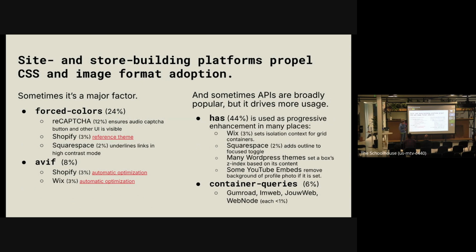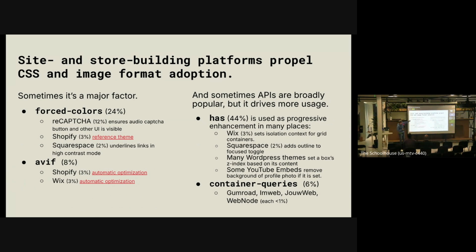And similar story for CSS and image formats adoption. Forced colors is a CSS feature that allows you to set CSS themes either in high contrast mode or dark theme. reCAPTCHA uses that, which makes a lot of sense. You want to make sure that everybody can see the CAPTCHA no matter what color format's being used. Shopify has it in their reference theme, and Squarespace as well, which uses it to underline links in high contrast mode.